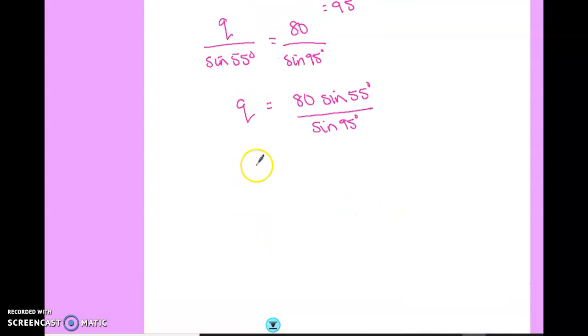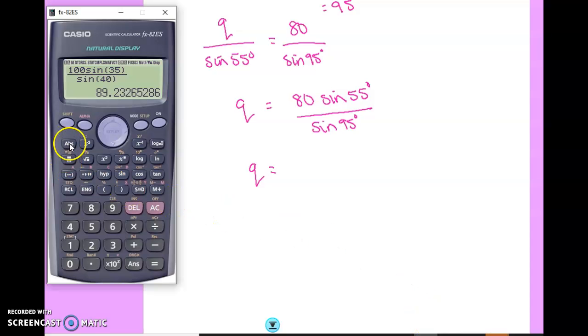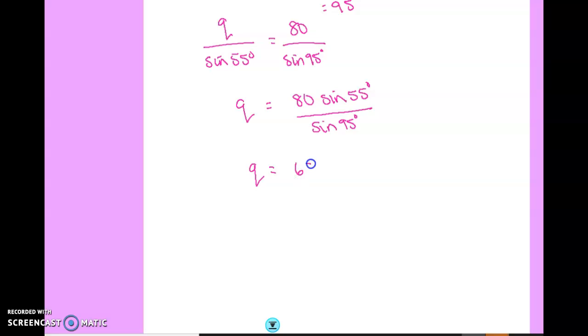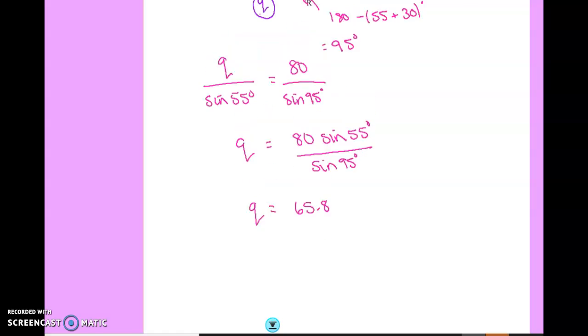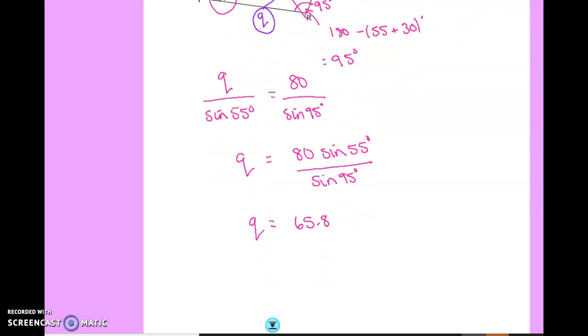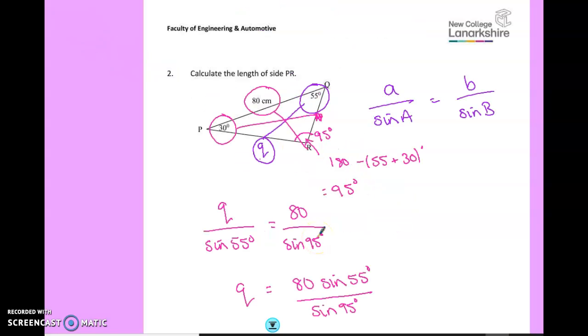Type that into our calculator: 80 sine 55 over sine 95. That gives me 65.8. Can't remember what my units were. I'm guessing centimetres, but let's check. Yep, centimetres. Okay, I'll let you practice a couple finding the length of a side before we try the angle ones.